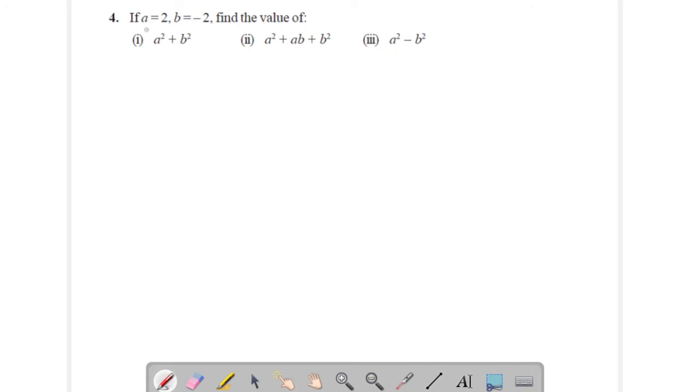Come to question number 4. If a equal to 2, b equal to minus 2, find the value of the expressions. See the solution.